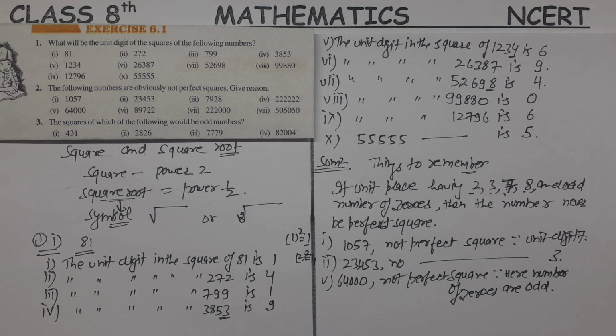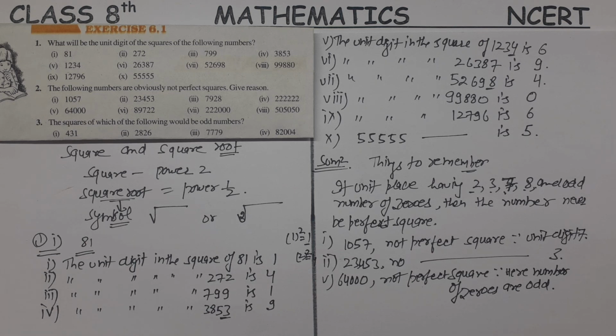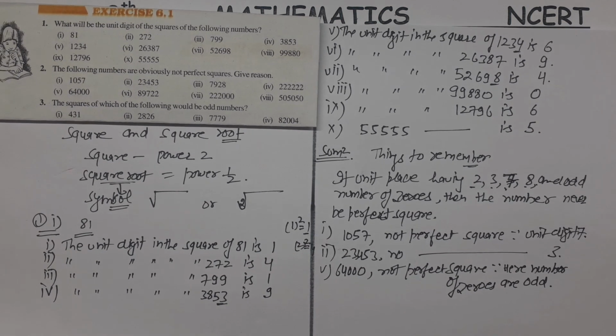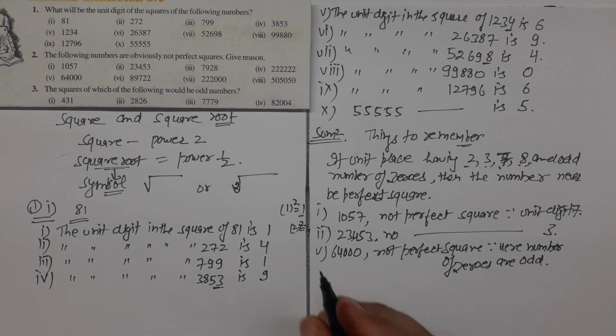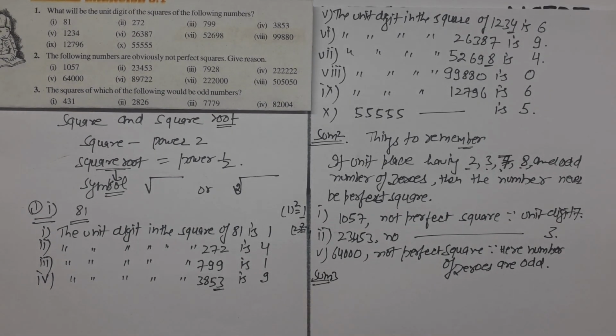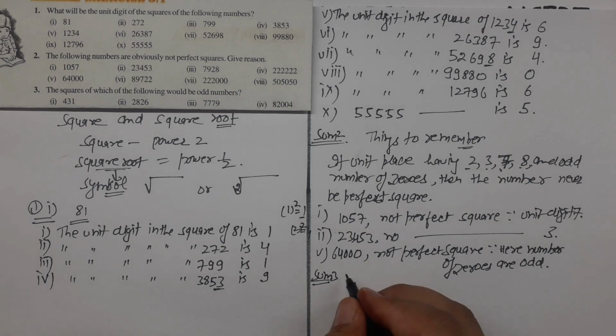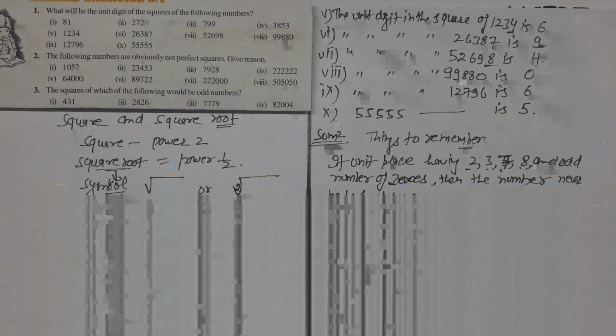Now the next, sum number 3. The square of which of the following would be odd numbers? If unit place is odd, then its square is also an odd. Sum number 3. 431. Unit digit 1, that is odd. So its square is also odd.